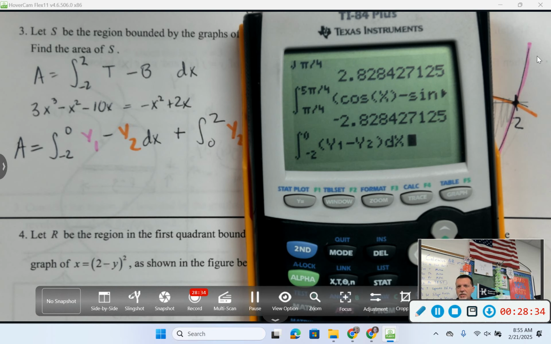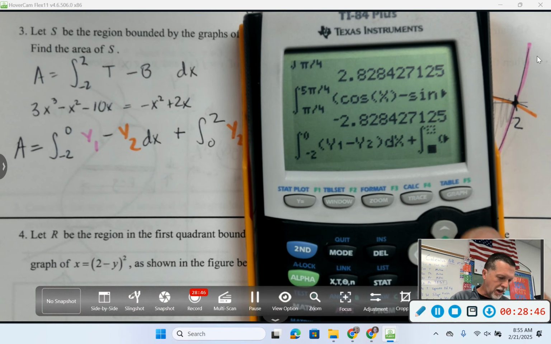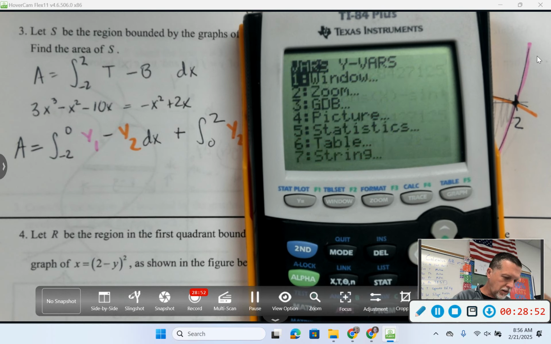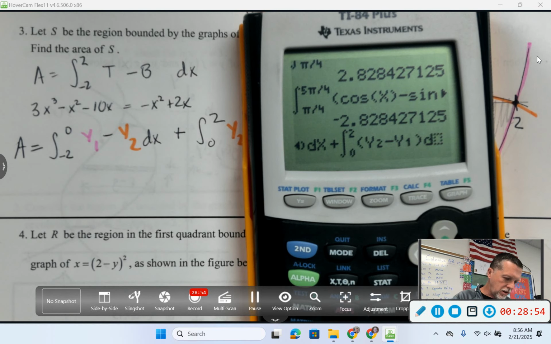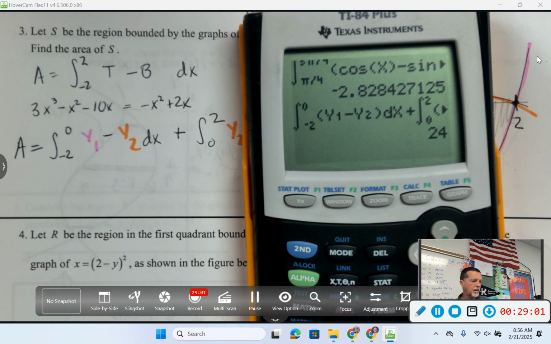And if you're a little nervous, you might press enter here and write them both down separately and make sure they're both positive so you know you're doing it right, and then add them together. If you trust what you've done, you can just hit plus and do the next one right after that. Math 9, 0 to 2, y2 minus y1 dx. Let the calculator do all that, and the answer is 24.